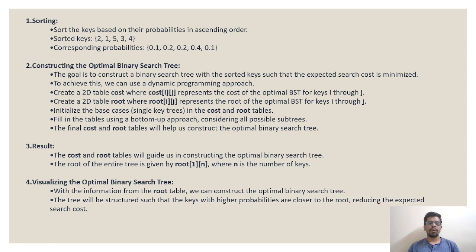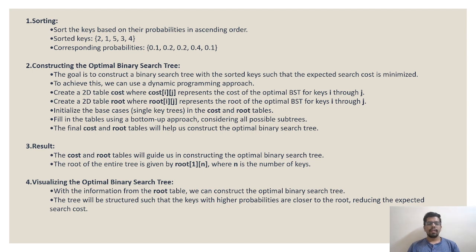Create a 2D table root where root of i and j represents the root of the optimal binary search tree for keys i through j. Initialize the base cases, meaning single key trees, in the cost and root tables. Fill in the tables using a bottom-up approach, considering all possible subtrees. The final cost and root tables will help us construct the optimal binary search tree.